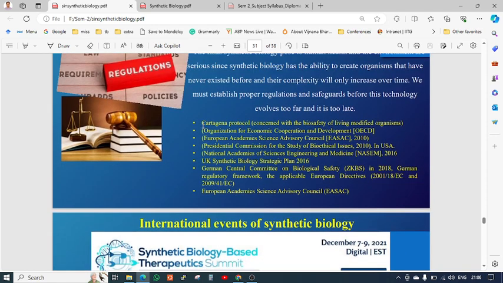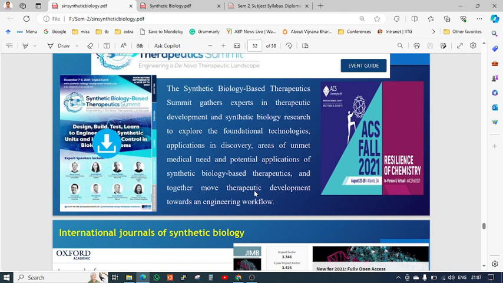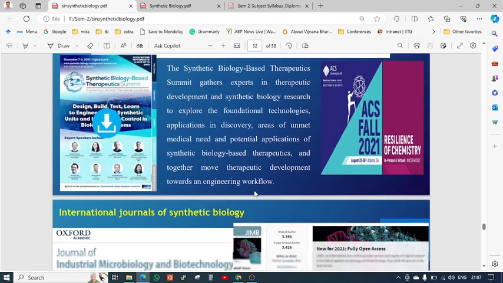There are different authorities, like the Organization for Economic Cooperation and Development, European Academies Science Advisory Council, Presidential Commission for the Study of Bioethical Issues, USA, German Central Committee on Biological Safety. There are some advisory councils. They give rules and regulations for working in the field of synthetic biology. This is a very critical issue, not very simple. Whatever we do should be for the goodness and well-being of humans and the environment, not bad for the environment.